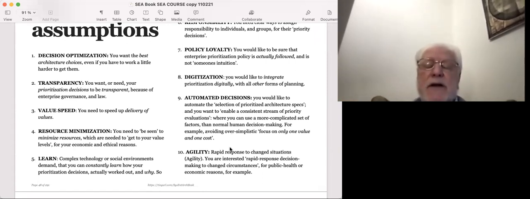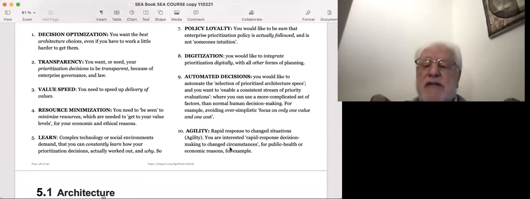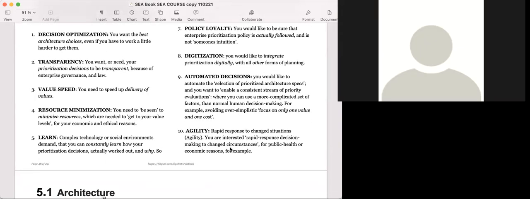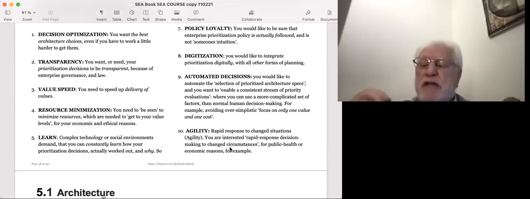And the 10th assumption is that you are agile, you want to be agile, you want rapid response to any kind of change, the external circumstances, the goodness of your architecture, and things like that.